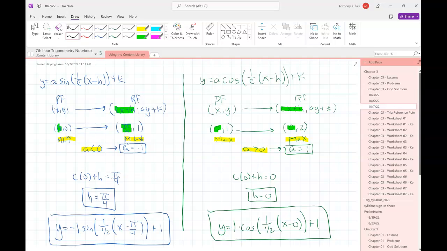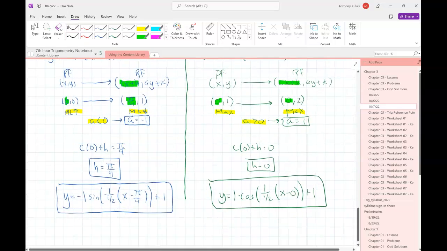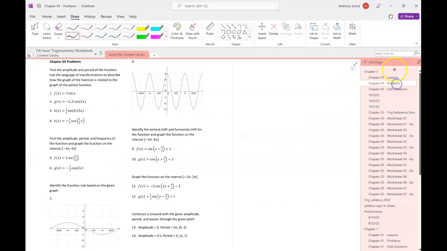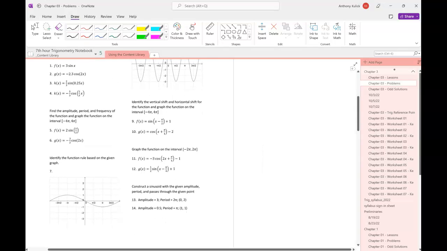Next time we talk, we're going to talk about going from a description of the graph, so partial information about what's going on, and writing the equation from that. Your guys' homework, you guys can now do, let's see, 1 through 6. Nope, 1 through 8.